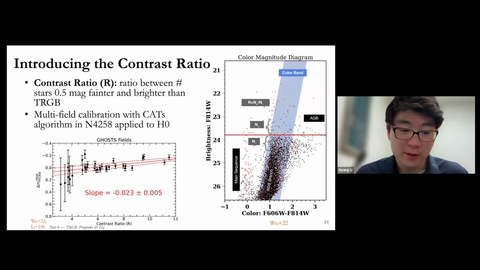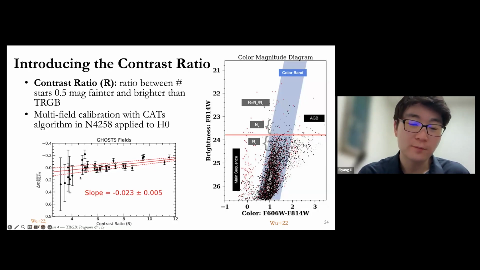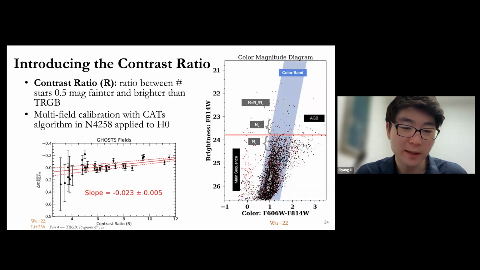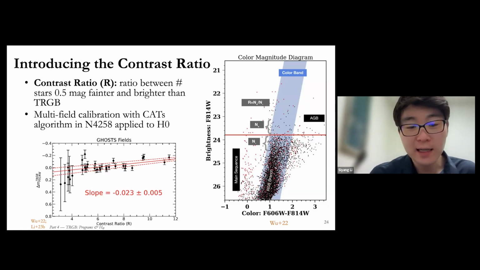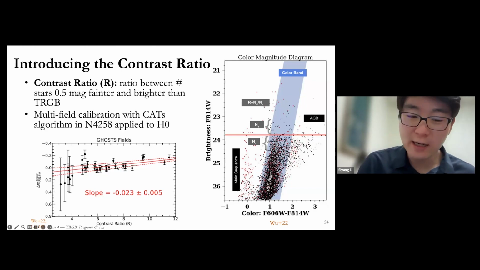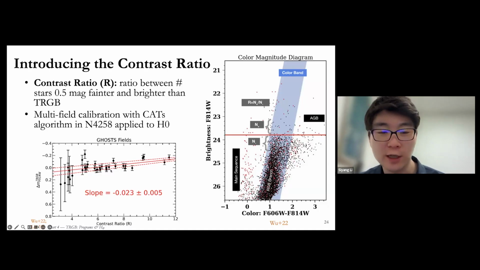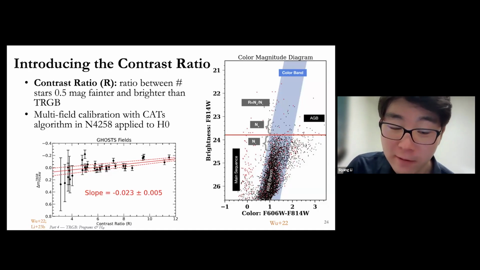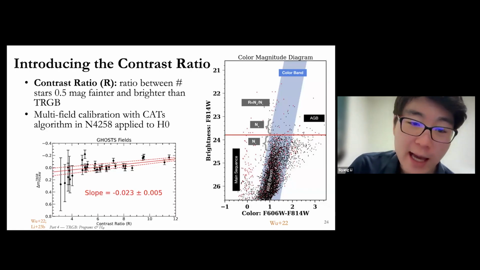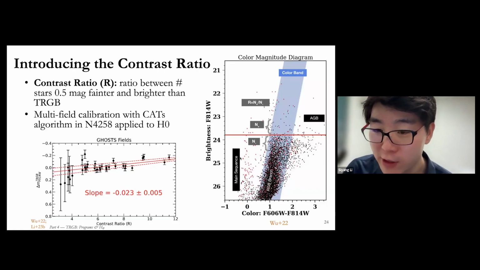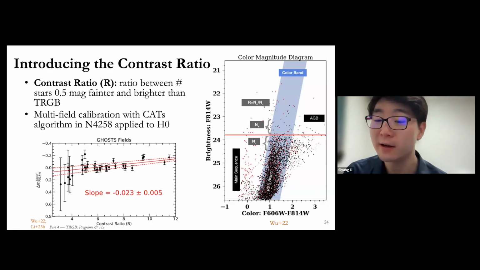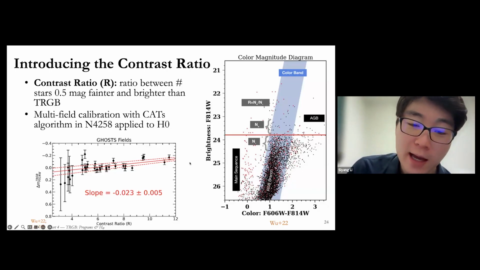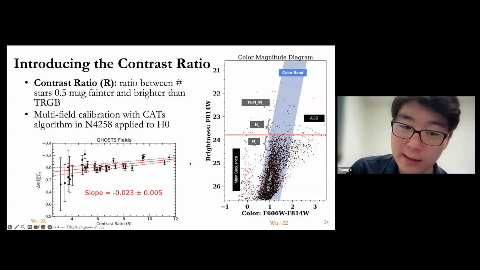Now, in Jaxi Wu's paper back in 2022, when he investigated this effect in a lot of TRGB data from our underlying photometry from the GHOSTS fields, he did find a relationship between this measured TRGB and this contrast ratio. The idea here is that if we found a roughly linear relation, and then if we can measure the contrast ratio for these underlying data sets, we can then correct for this variation in the TRGB and make our H0 measurements more consistent.